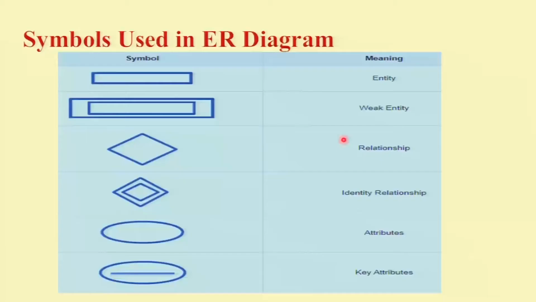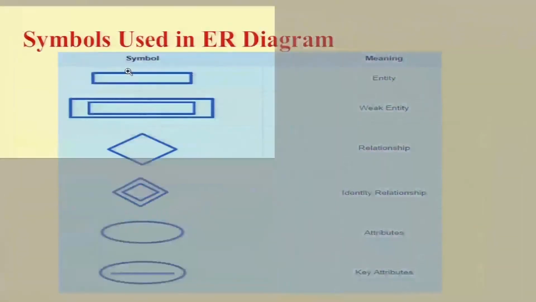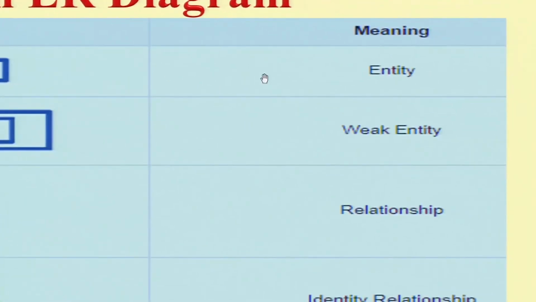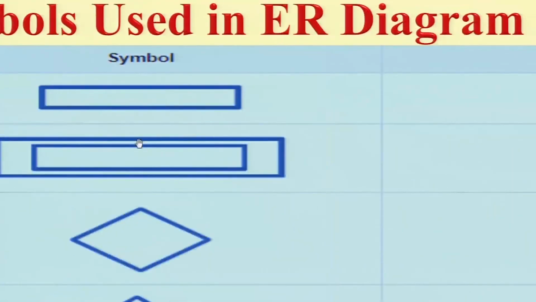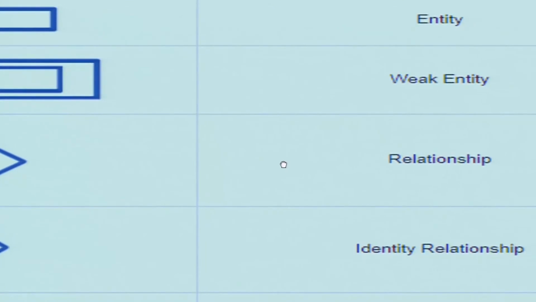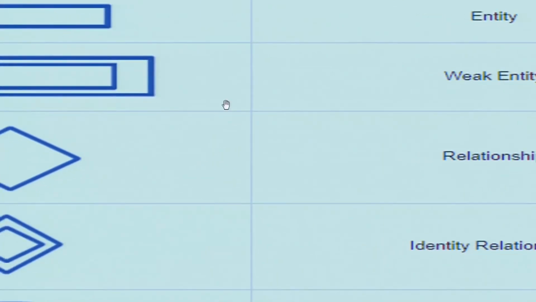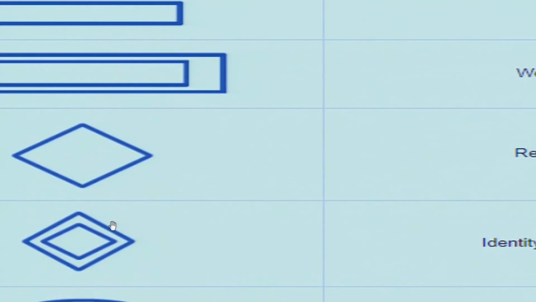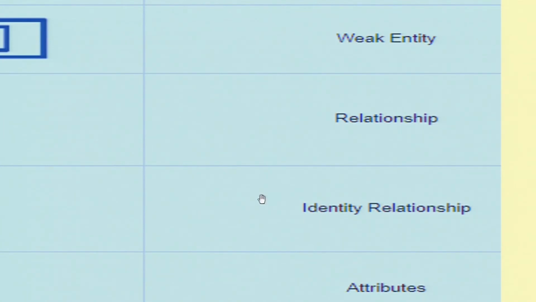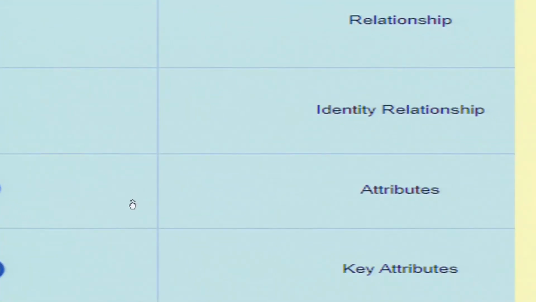Now my dear students, let us have a look at the symbols used in the ER diagram. The bigger rectangle symbol denotes entity. A smaller rectangle placed inside a bigger rectangle, you call it a weak entity. A rhombus or a diamond sign is called the relationship. A rhombus within a rhombus, or a diamond within a diamond, is called the identifying relationship. Then an oval represents attributes.